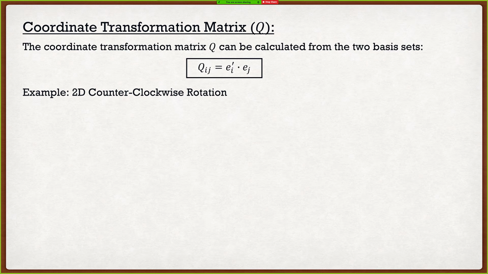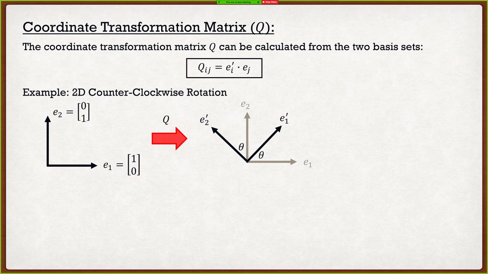A 2D counterclockwise rotation. Again, we have our nice normal basis set: E1 is (1, 0) and E2 is (0, 1), and we apply our coordinate transformation matrix to rotate this counterclockwise in 2D. How much do we rotate it by? Let's just keep it arbitrary. Let's say we rotate it by theta. If we look at the formula for Q, it's dependent on those basis vectors, E1 prime and E2 prime.